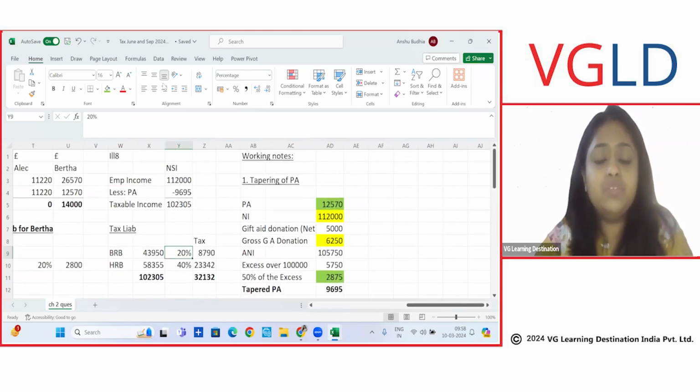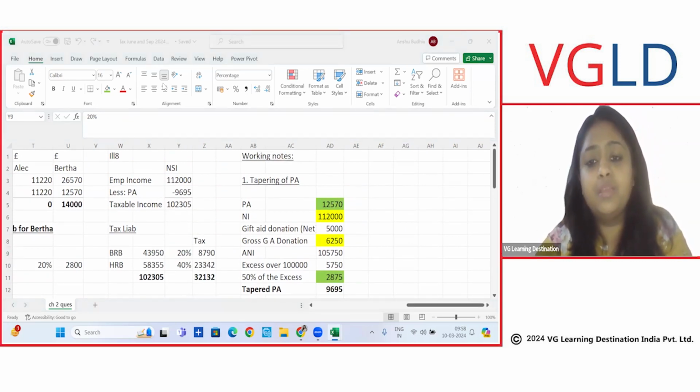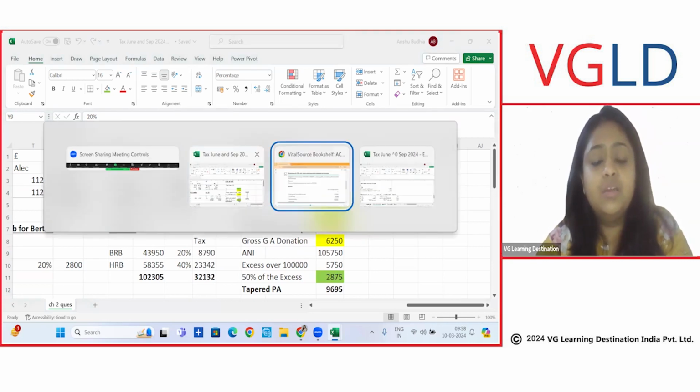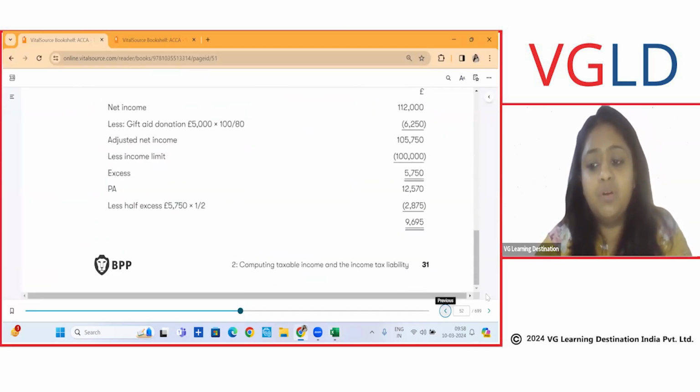Clear? Anybody who's not clear, please put it in the chat box. Ashra, Dakshesh, Deepika, Mohammed, Nikita. Anybody who's not clear, quickly type it in the chat box. Good.